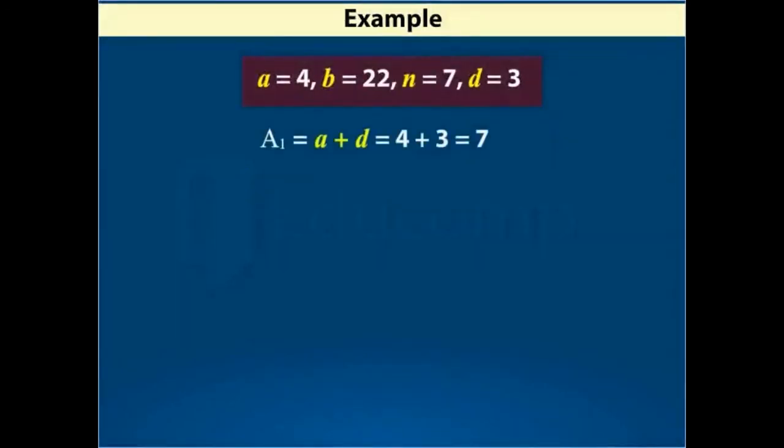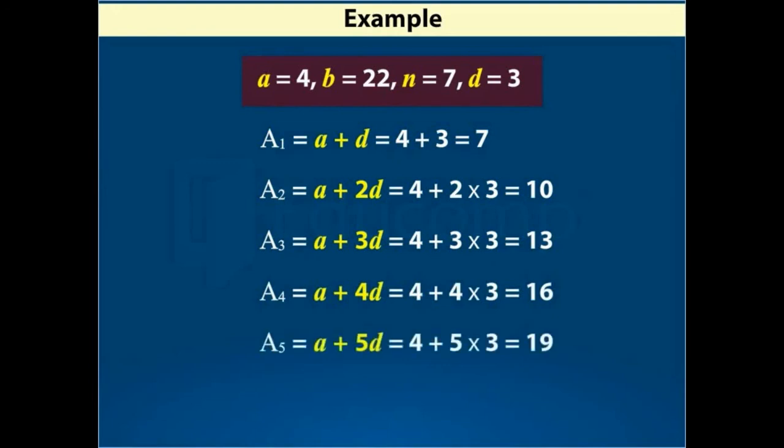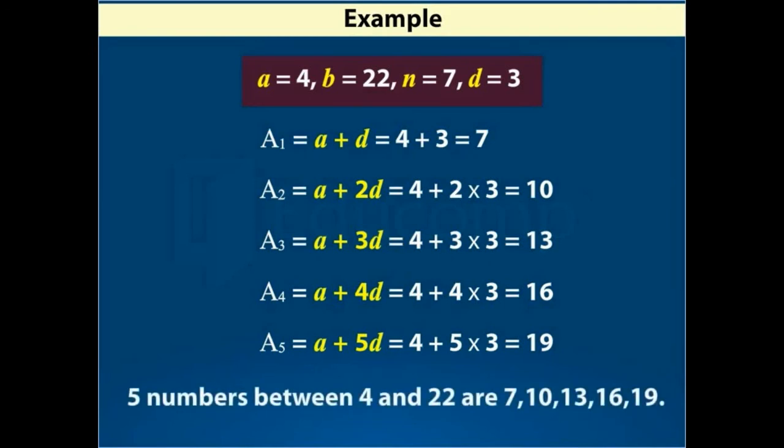Therefore, A1 is equal to 7, A2 is equal to 10, A3 is equal to 13, A4 is equal to 16, and A5 is equal to 19. Hence, 5 numbers between 4 and 22 are 7, 10, 13, 16 and 19.